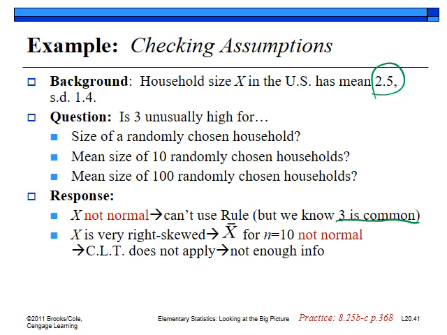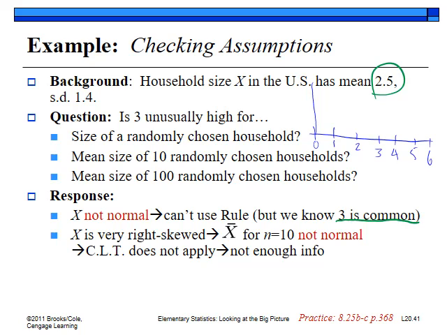For size 10, here I'm expecting this to be really right skewed. Why? Well, if you think about what the possible values are, let me draw you a picture. We could have 0. Actually, 0 doesn't make any sense in this context because then it's not really a household. So 1 is the minimum value we could have. We could have 2, we could have 3, we could have 4, we could have 5, we could have 6.